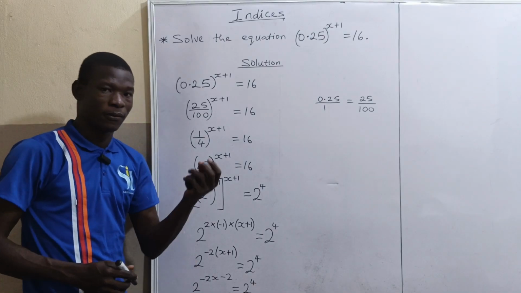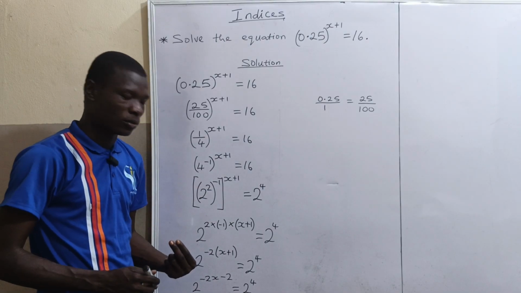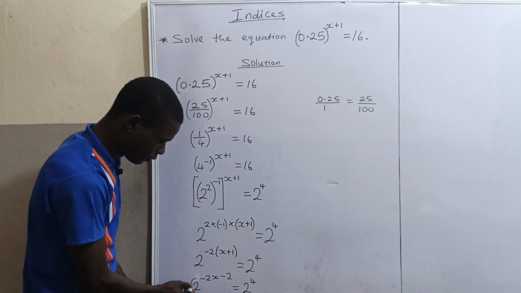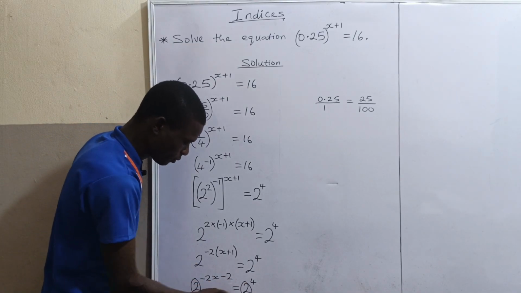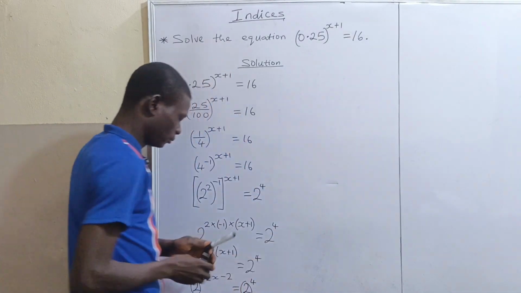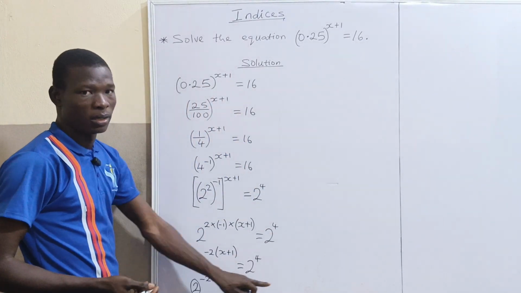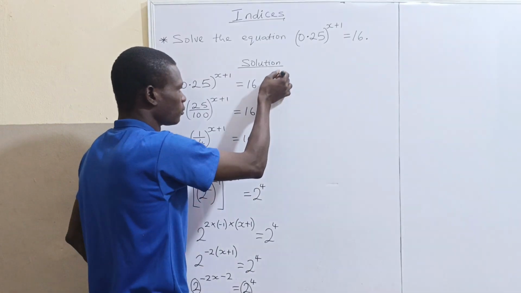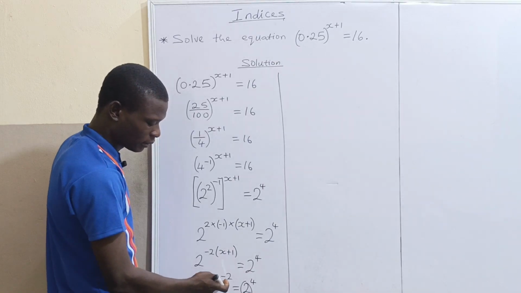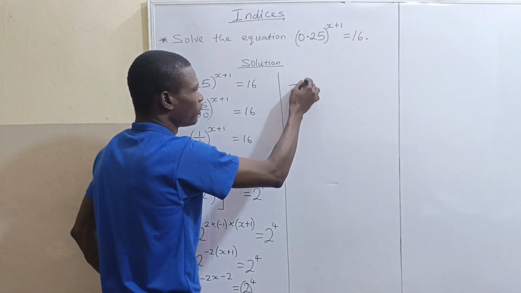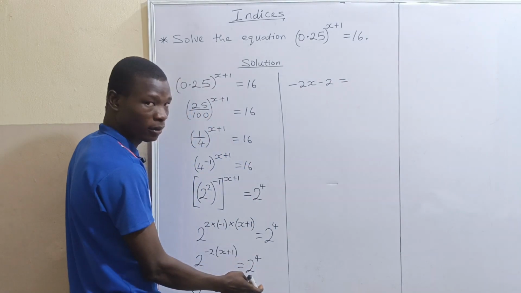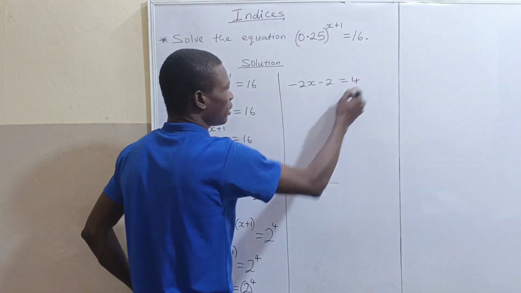Like we did in the first and the second questions, the two bases are exactly the same. So we can take them out. And when we take them out, what we will be left with is to equate the powers. So we have negative 2x minus 2 equals 4 on the other side of the equal sign.